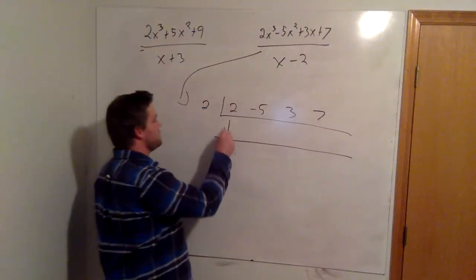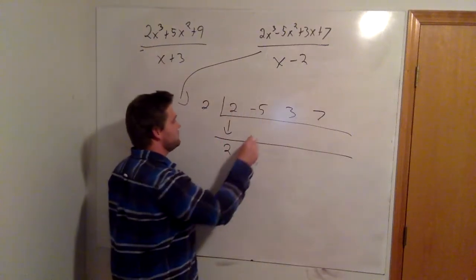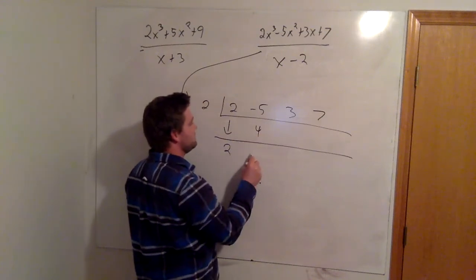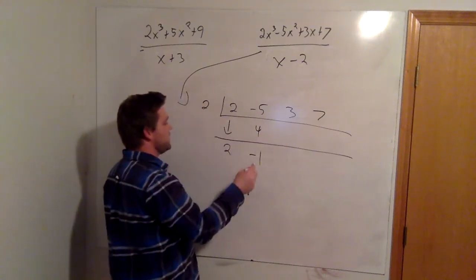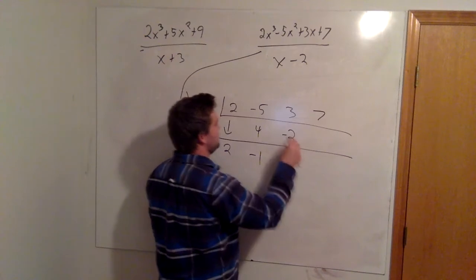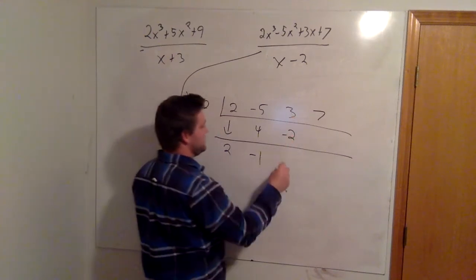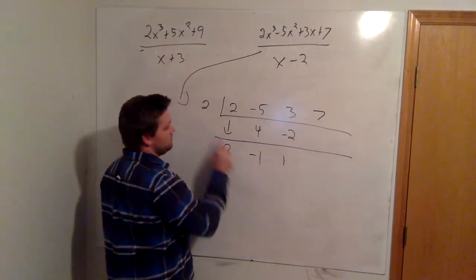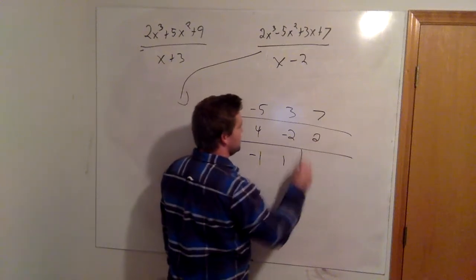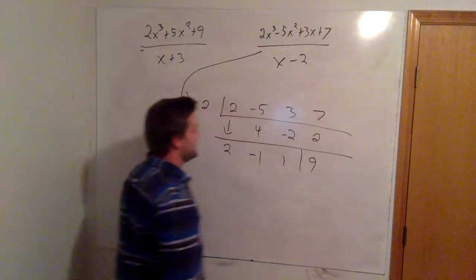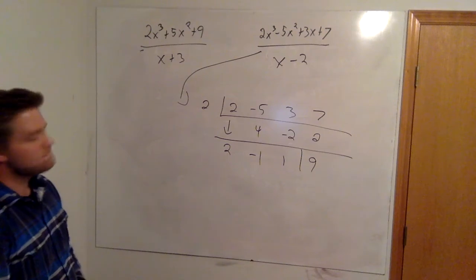Okay, we'll drop down the 2. 2 times 2 is 4. 4 plus negative 5, we get a negative 1. 2 times negative 1 is negative 2. 3 plus negative 2, I get a 1. 2 times 1 is 2. 7 plus 2 is 9. And we're finished. Look how quick that was.